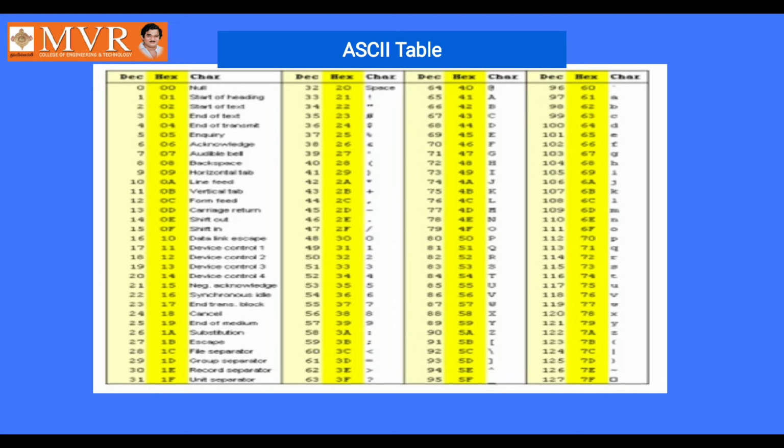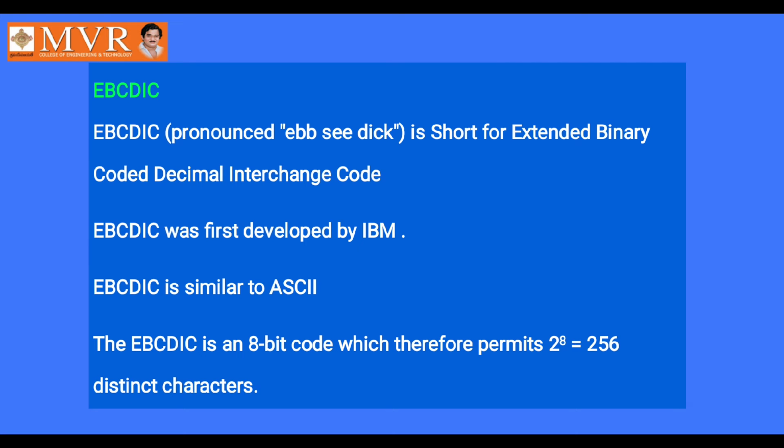Now coming to the next non-numeric, that is, alphanumeric code: EBCDIC. It is a short form for extended binary coded decimal. In EBCDIC you see BCD, where BCD stands for binary coded decimal. So EBCDIC is the short form of extended binary coded decimal interchange code. And this was first developed by IBM.